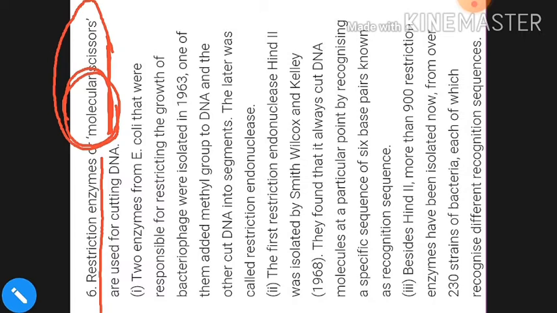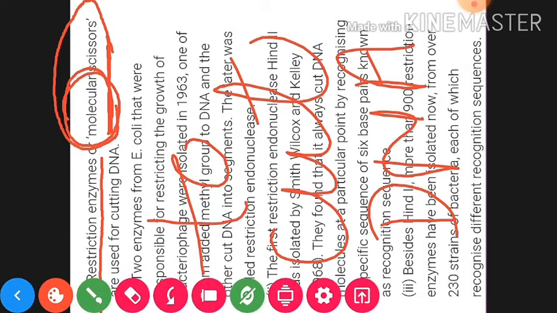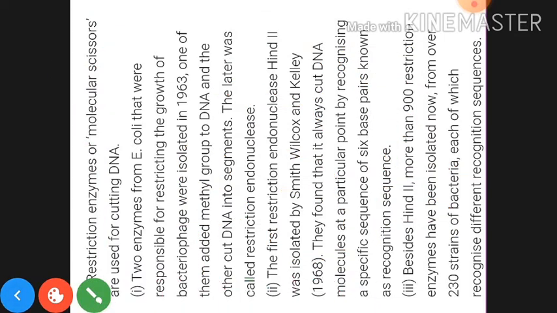So we are studying restriction enzymes, and the meaning is clear here: restriction enzymes are especially used to cut DNA. There are different types of enzymes in biotechnology used to cut the DNA at a specific location. Here we are especially discussing EcoRI. EcoRI is the name of a restriction enzyme.